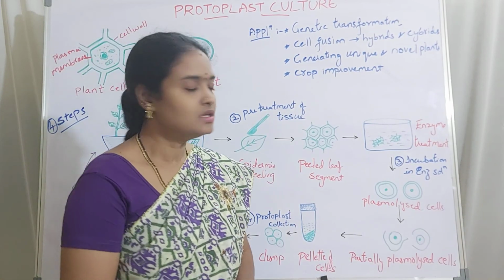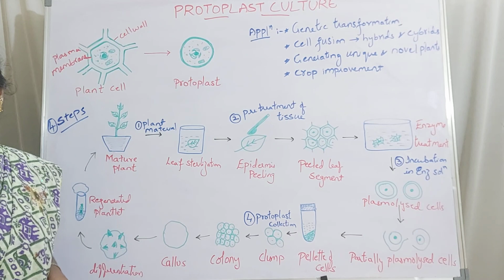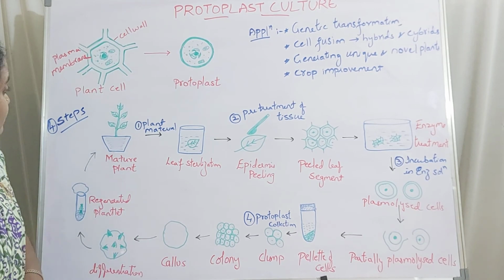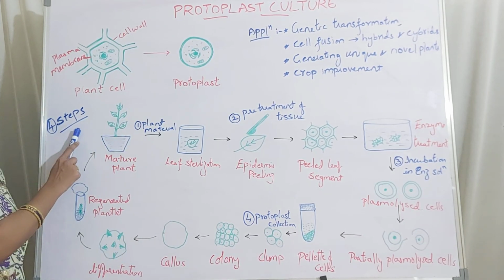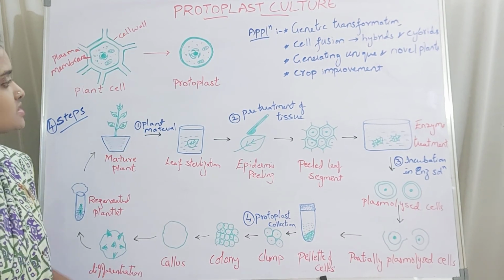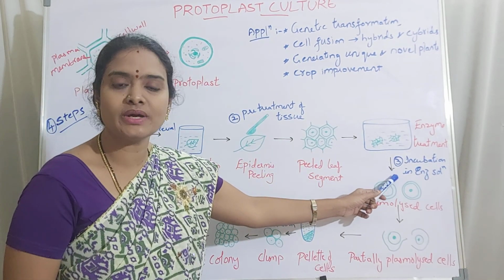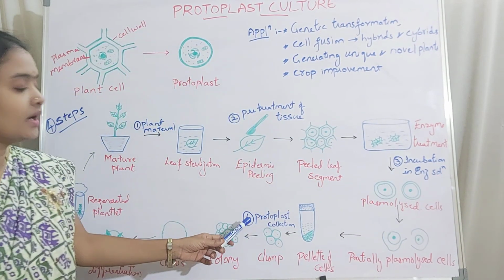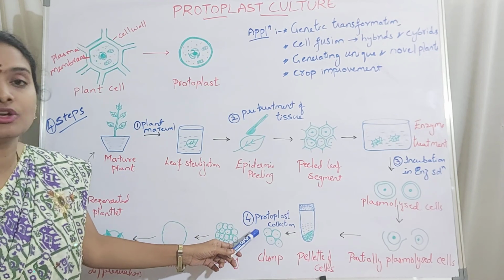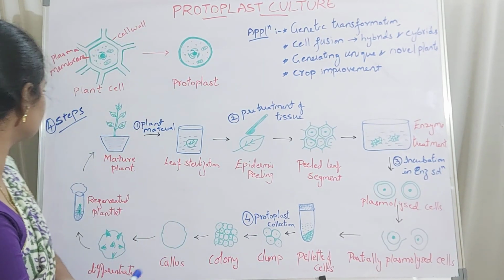Is that clear? So let us see what are the steps involved in this protoplast culture. So it consists of 4 different steps. The first step is collection of plant material. Then second step is pre-treatment of the tissue. Third is incubation in enzyme solution. And the fourth one is protoplast purification or protoplast collection. Is that clear? So let us see here.